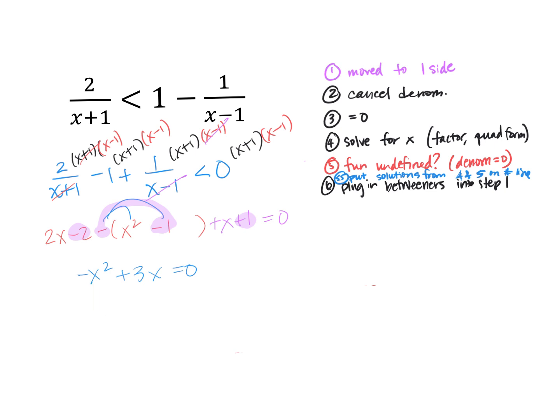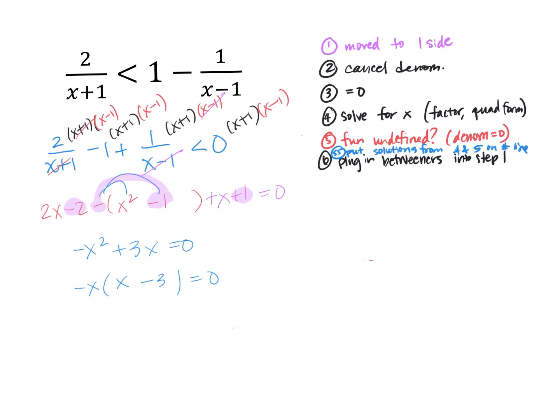Just take out an x. Do you want to take out an x or a negative x? It doesn't matter. Negative x? All right. What's left? X minus 3. Good, because a negative times a negative would be a positive. It said solve for x. When would negative x equal 0? At 0. When does x minus 3 equal 0? Beautiful. Look what you just found me. You solved for x. These are going to go on my number line.